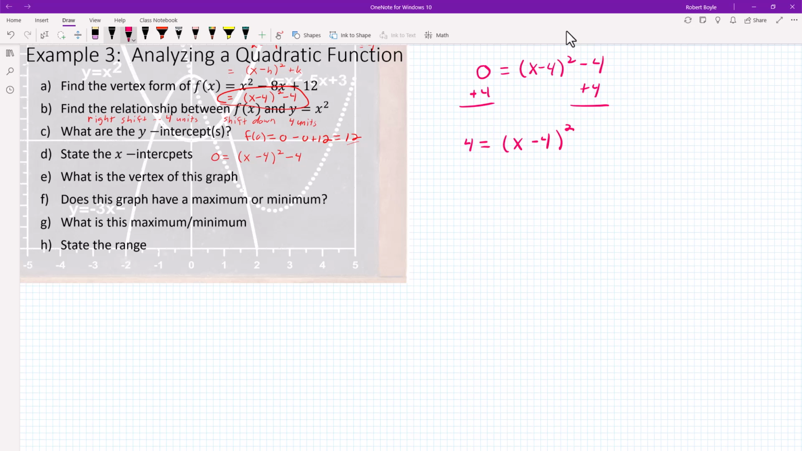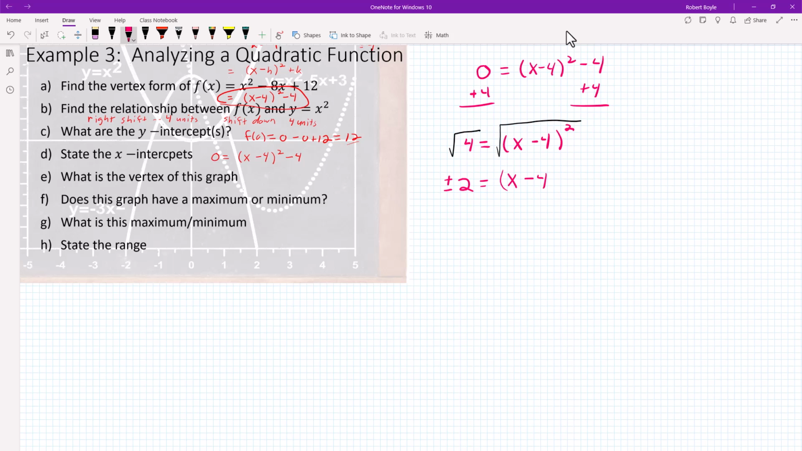Once we have done that, we can take the square root of both sides. We can take the square root of 4, and we can take the square root of x minus 4, the entire thing squared. Now remember, the square roots of 4 are all those numbers that, if squared, will produce a 4. That is basically plus or minus 2. 2 squared is equal to 4, minus 2 squared is equal to 4. And then the square root of this is going to be equal to x minus 4.